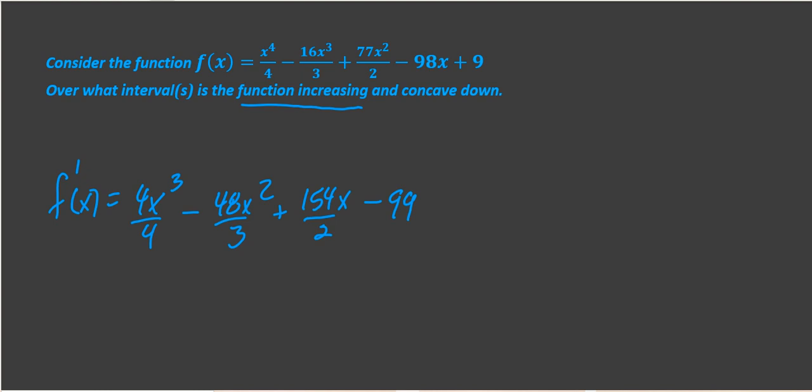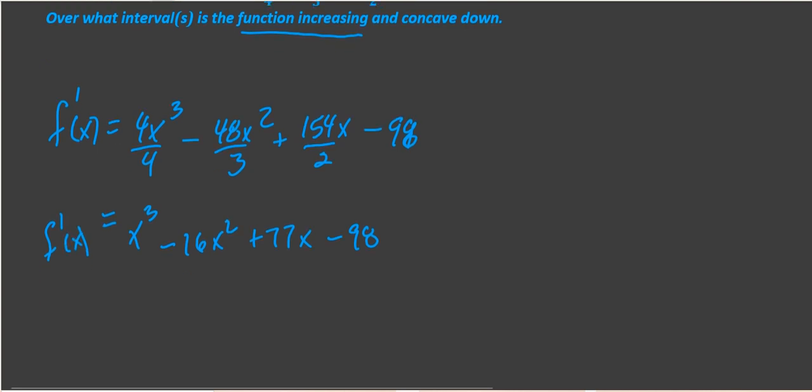But we can actually reduce this just a little more. So we can say that this would be x cubed minus 16x squared plus 77x minus, and this was supposed to be a 98, minus 98. Okay, so that is our first derivative. By taking this first derivative, we are also finding our critical points.